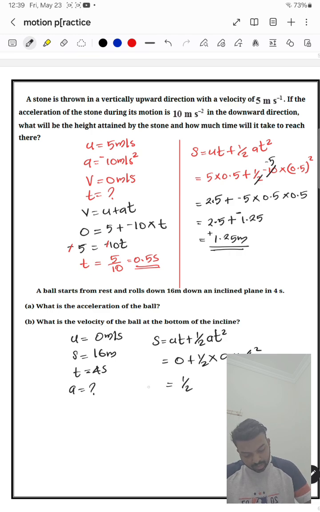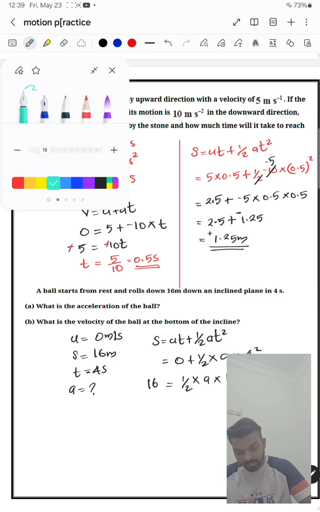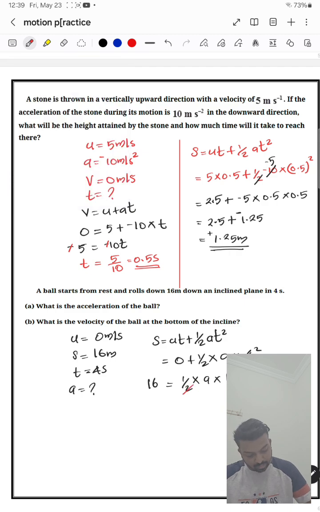Since s we know already, you can write 16 is equal to half into a into 16. We can do one thing, because 4 square is 16, so you can cancel this. This will be 8, this will be 8. So we can find a: 16 by 8 is equal to a.